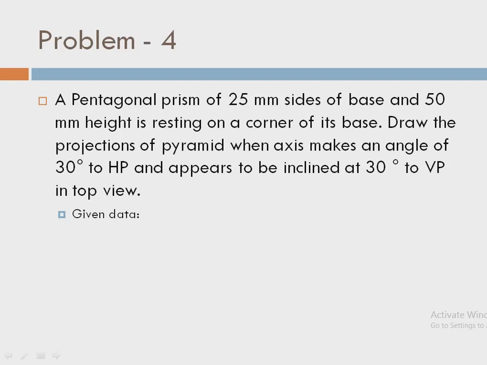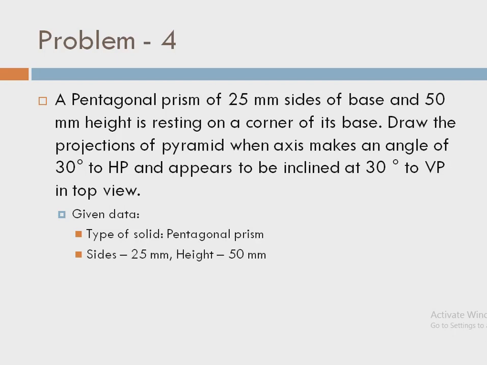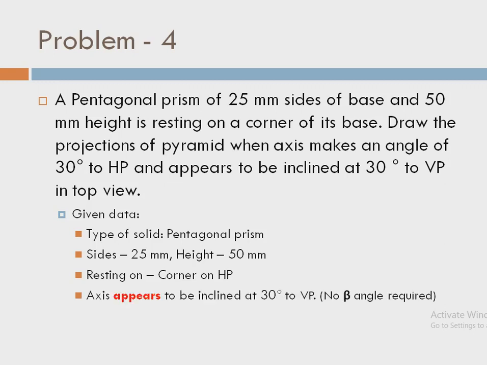Let us list the given data. The given type of solid is a pentagonal prism, and the side length is 25 mm and the height of the axis is 50 mm. The prism is resting on one of its corners on HP, and the axis inclination with VP is given as appears to be inclined at 30 degrees to VP.